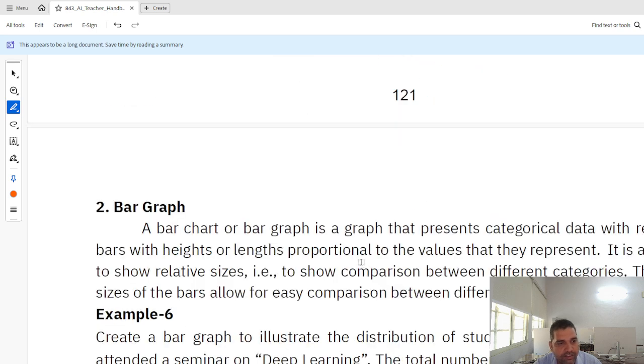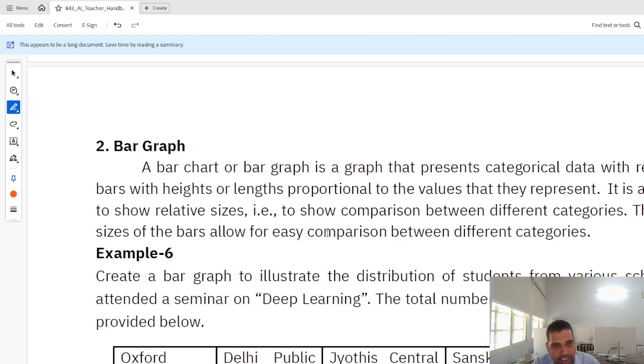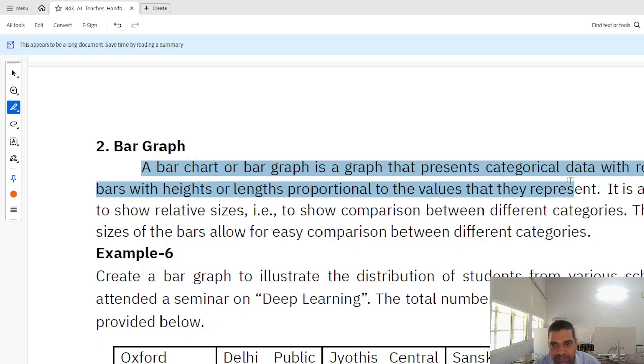Now the bar graph. Similarly, a bar chart or bar graph is a graph that categorizes data with rectangular bars with heights or lengths proportional to the values.